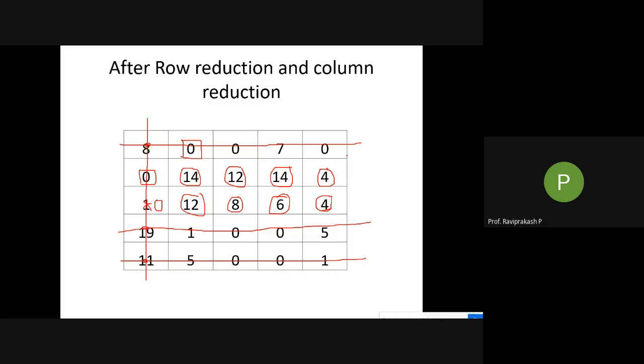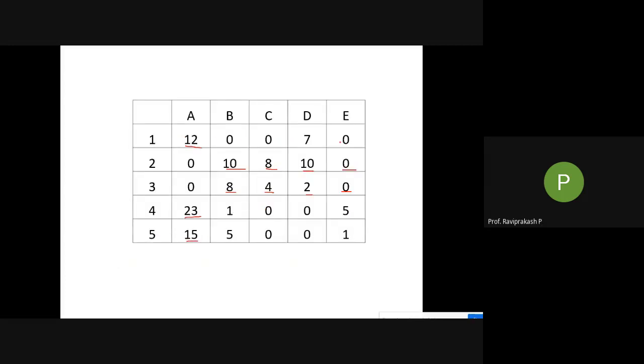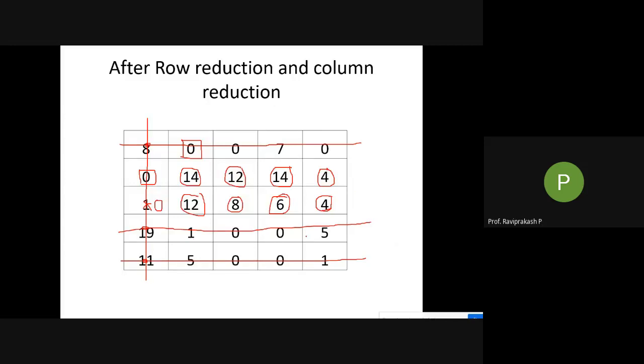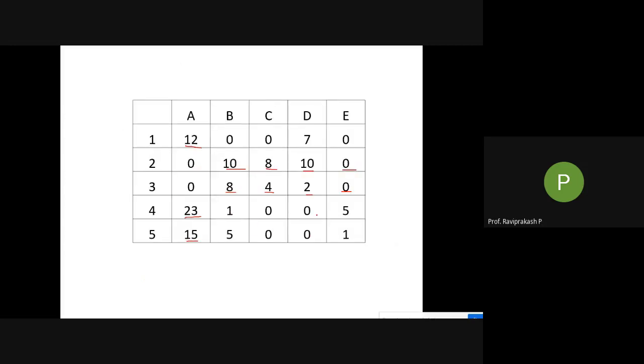So here it is 0, 0, 7, 0. Okay, here it is 1, 0, 0, 5, and 5, 0, 0, 1. Okay, so this new matrix is ready now. So did you get till here what we did? Yes, students, did you understand? Yes, sir.